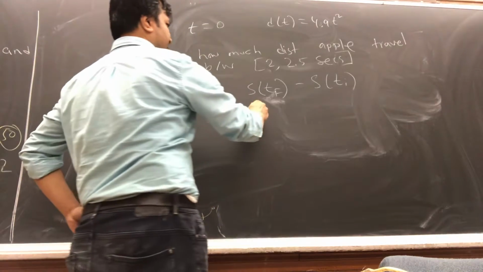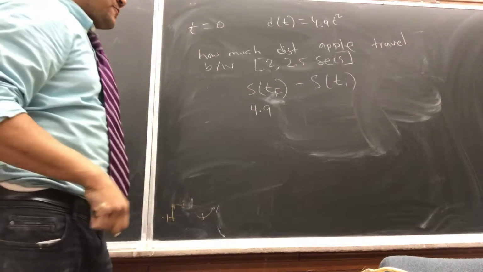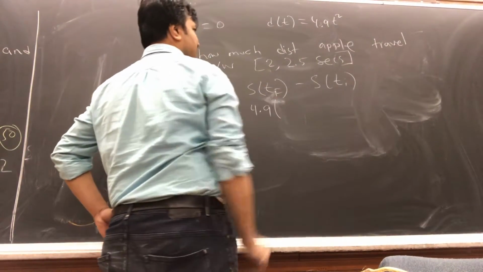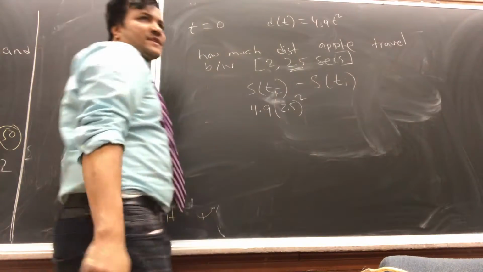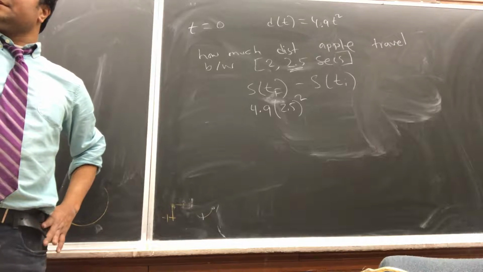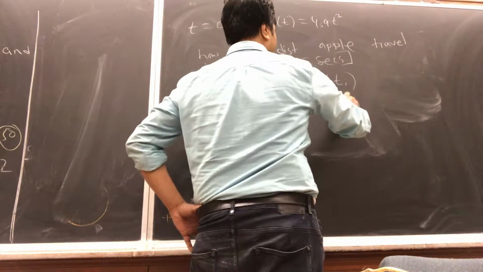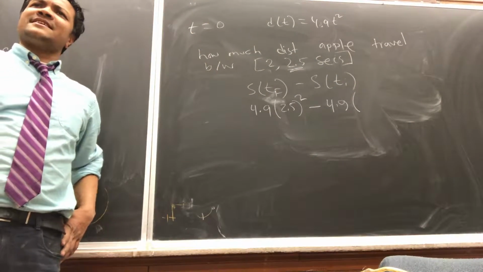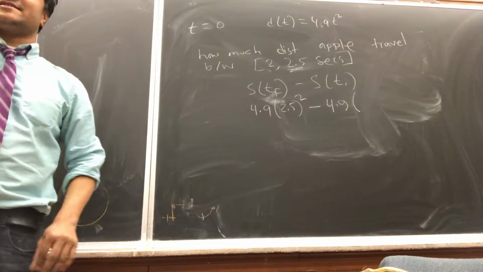Alright, S is 4.9. You can use any variable you want; there is nothing special about S. t final is 2.5 seconds squared. I'm using the function, that's okay, right? Minus 4.9 times 2 squared. Right now you solve it in your notebook, and later when you finish solving, then you grade it.